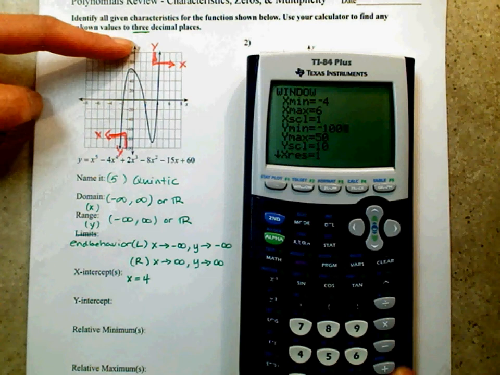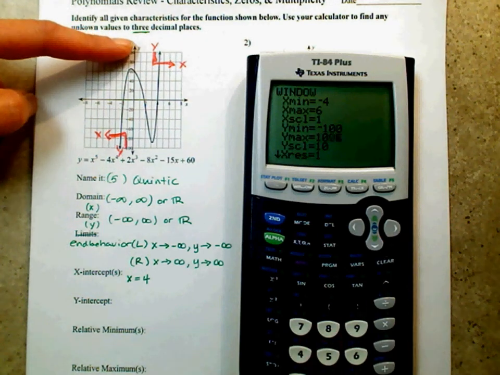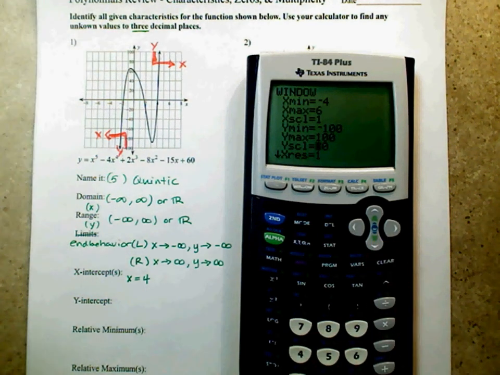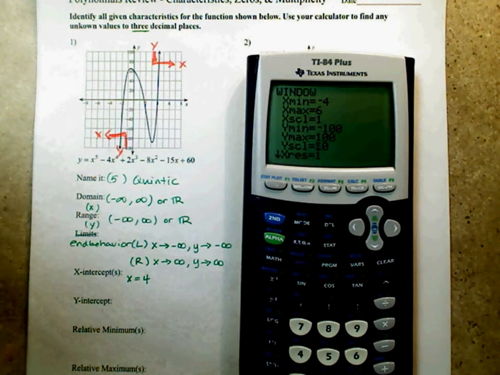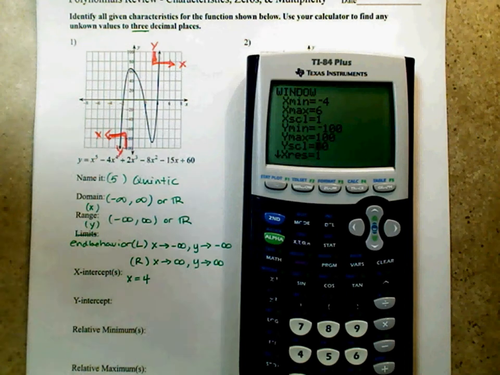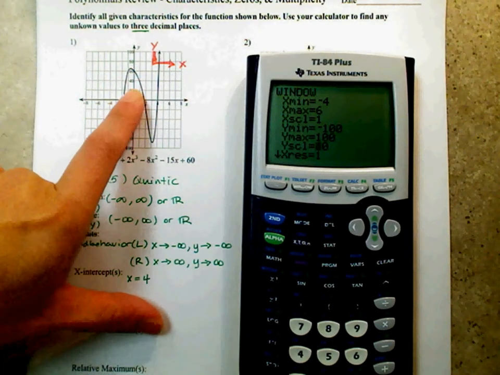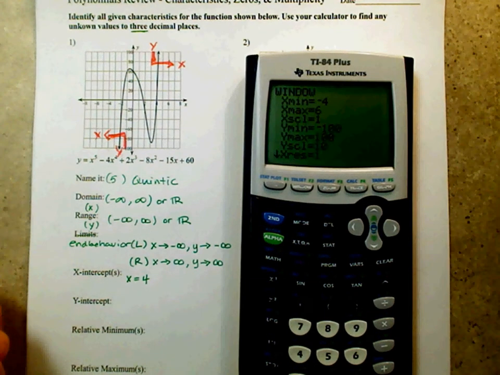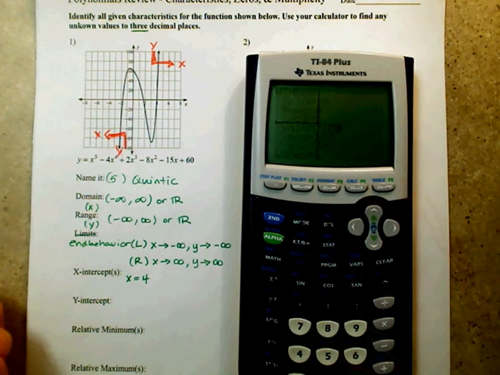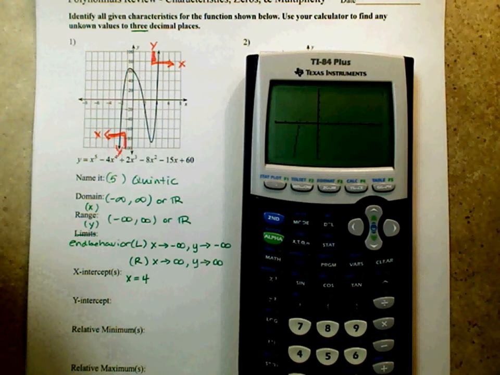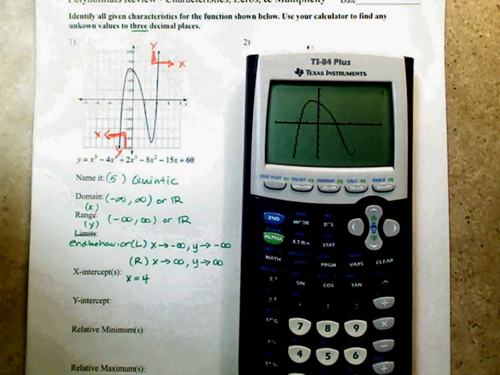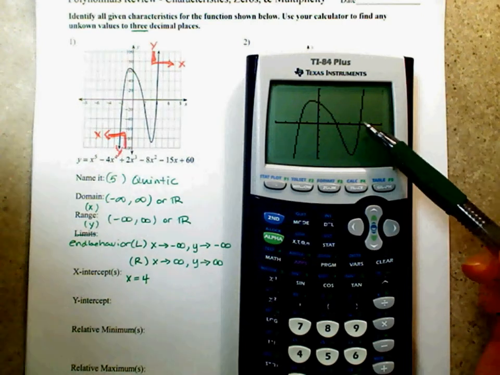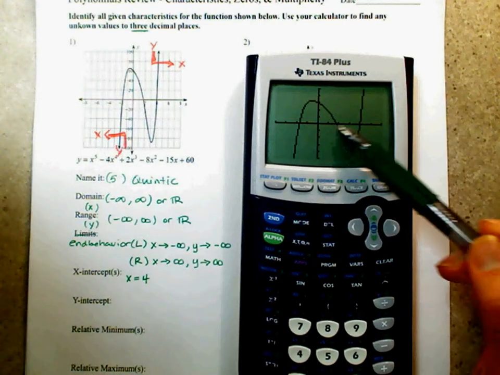my y 100 also. When you get to your y scale, that means every little tick mark, I want them to spread out so it looks not so bunched together. Notice how you're increasing by 20, 40, 60, 80. So I'm going to change my y scale to 20, and I'm going to hit graph. Now, as you can see, everything looks so much better.